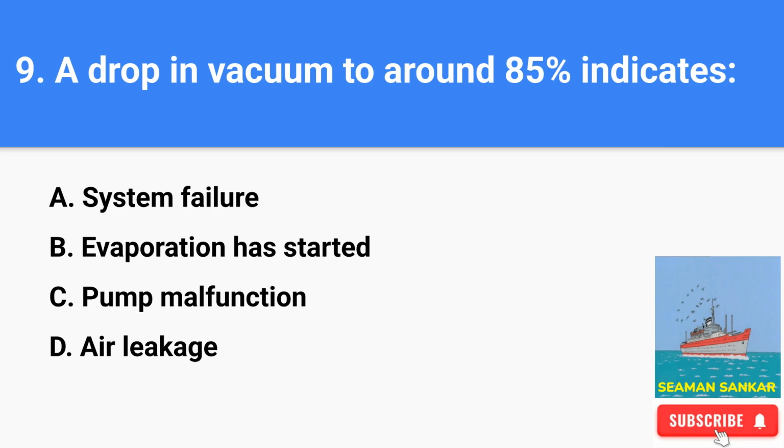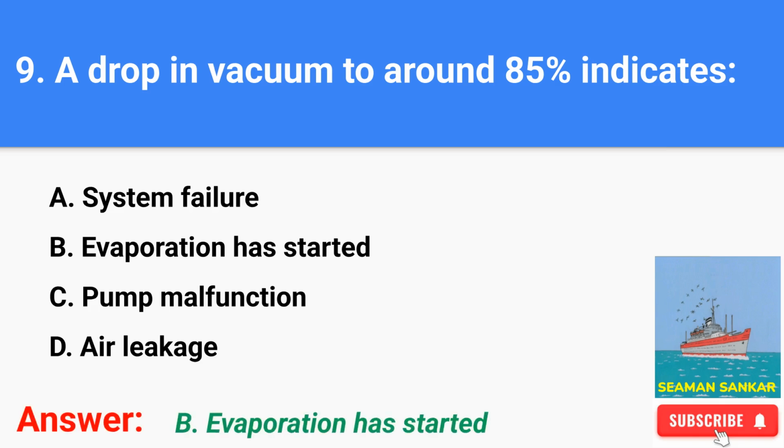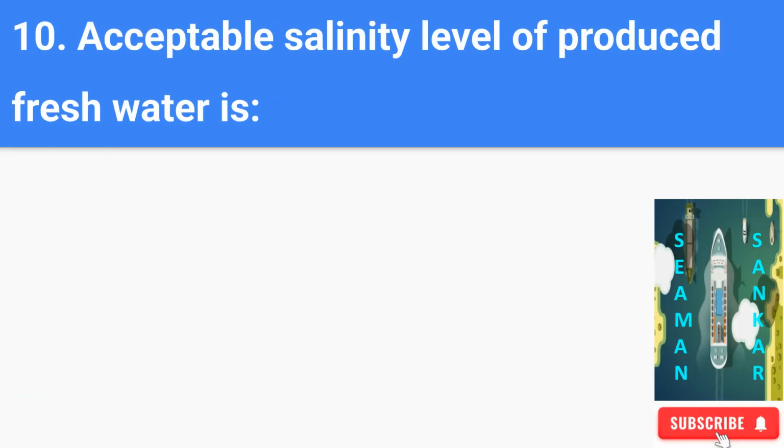Question 9. A drop in vacuum to around 85% indicates A. System failure, B. Evaporation has started, C. Pump malfunction, or D. Air leakage. A drop in vacuum to around 85% indicates that B. Evaporation has started.